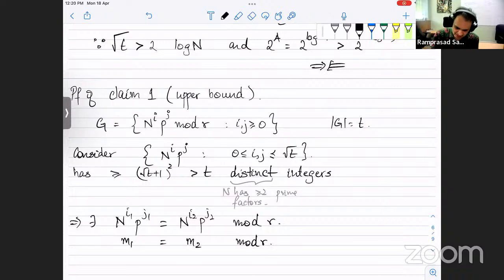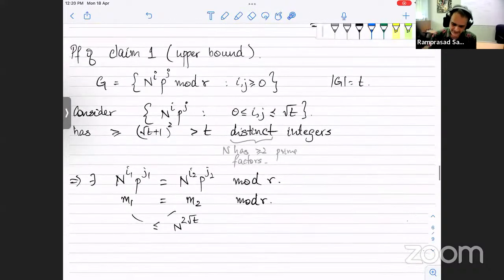Notice that both of these numbers are at most n power square root t, because both i and j are at most square root t. So, in the worst case, each of these is at most n power square root t. So overall, in terms of actual numbers, they are at most n power 2 square root t. So far, so good? Okay.